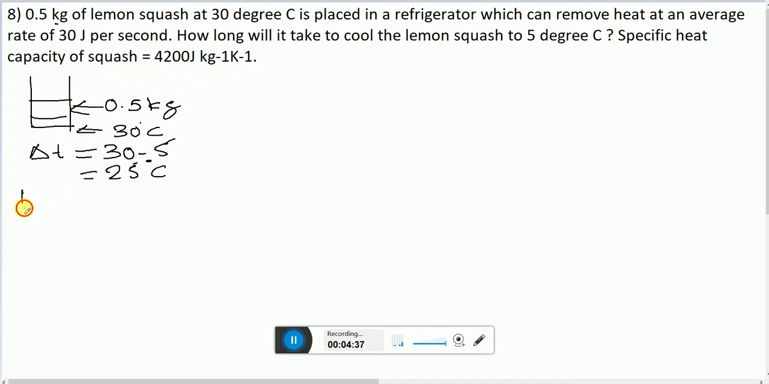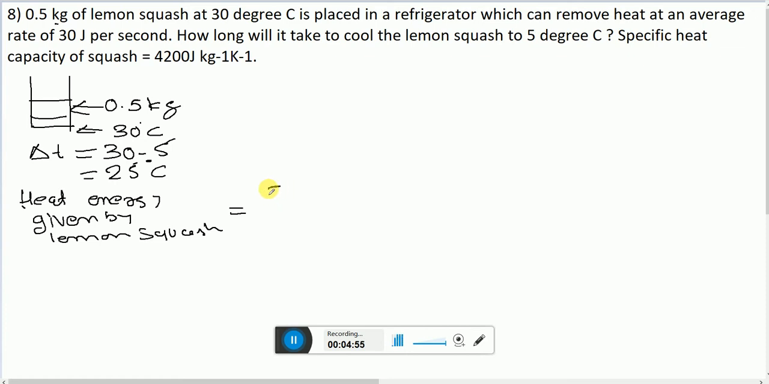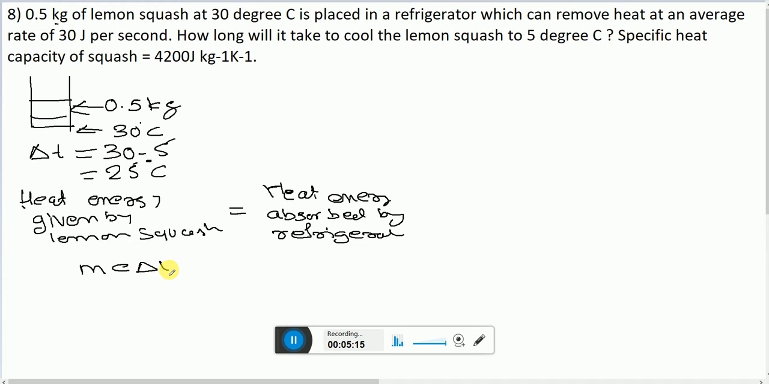Alright, now in this case, heat energy given by the lemon squash will be equal to heat energy absorbed by the refrigerator, which is equal to M into C into delta T, and this is equal to power into time.